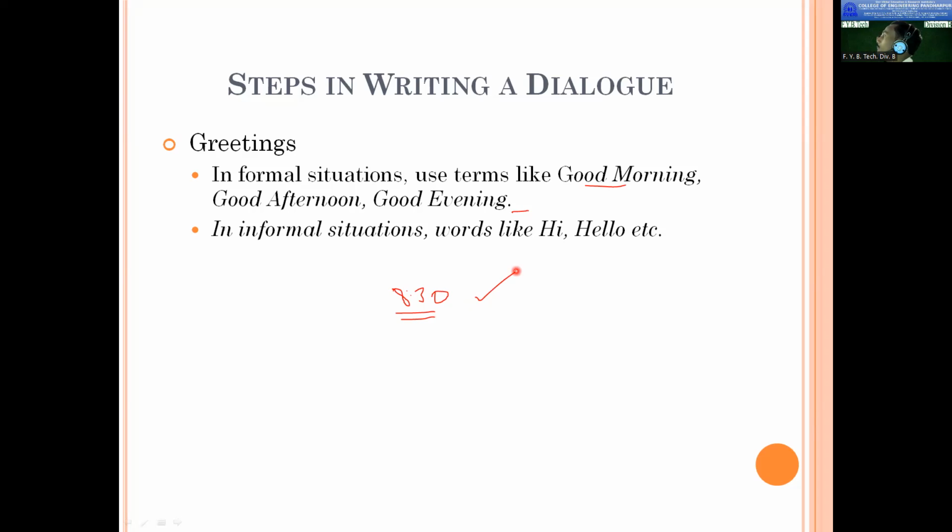Okay. So suppose that you met at 8:30, it may be again good evening. Whatever time you are going, it is evening or night. And when you are going to take leave of your friend, that time you can say good night. That is for formal situations. In informal situations, you can think of hi, hello. You can use that when you are just having a conversation with your friends, family members, relatives, etc.